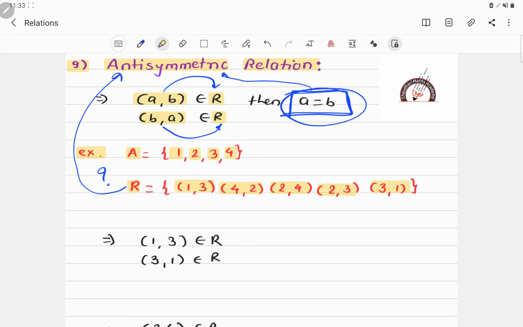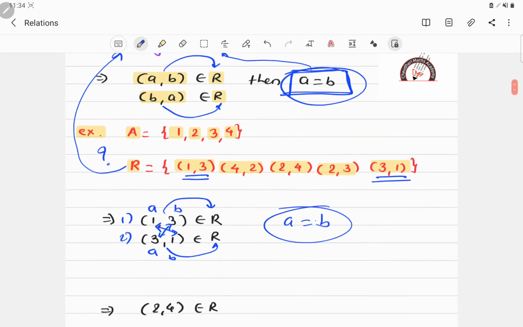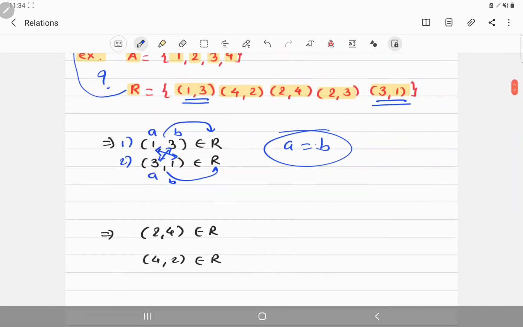Okay, so please observe the first ordered pair, that is 1, 3. So friends, 1, 3 belongs to the relation R. Then what about 3, 1? 3, 1 also belongs to the relation R. So if I say this is A, this is B, and this is A, this is B in the second case, you will observe A is equal to B. So this is the first ordered pair, this is the second ordered pair, and you will observe A is equal to B in both the cases. It satisfies this equality, A equal to B. So therefore this is definitely an anti-symmetric relation.